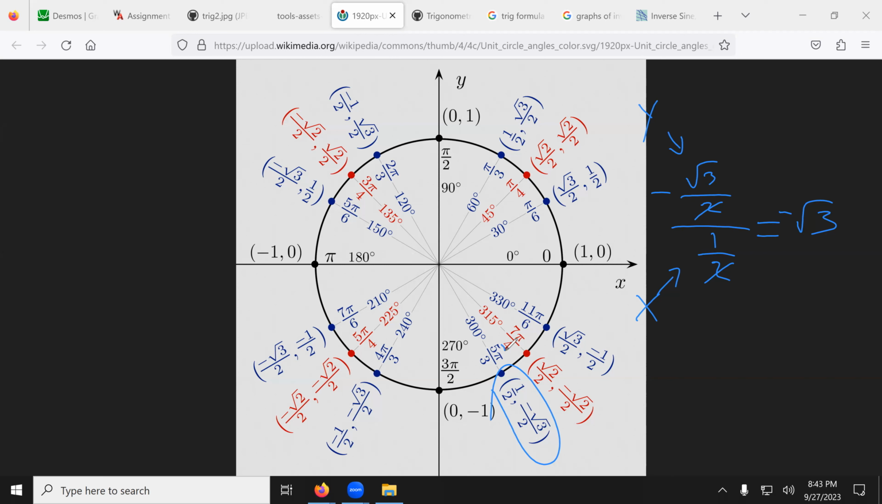So this location. But I can't go around because it's defined from here to here for tangent, just like sine. So how far is this from here to here? How far is that?